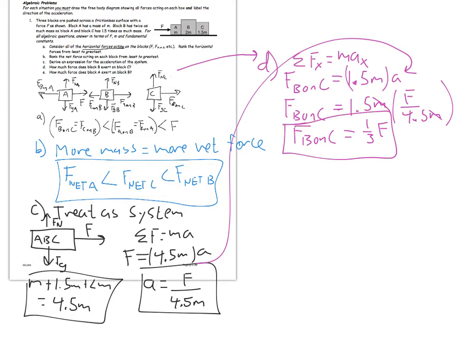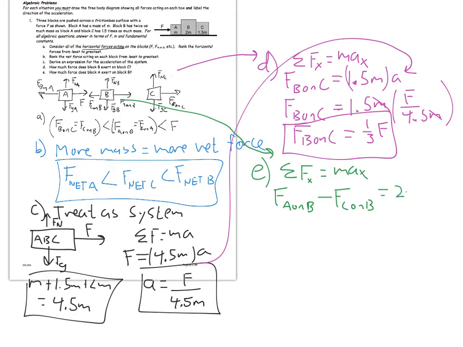And for E, that final part, we're asking about the force of A on B. So I'm going to set up my forces acting on object B only to do this. And so it's going to be F of A on B, which is what we're solving for, minus the force of C on B. And that's going to be equal to the mass 2m times my acceleration.